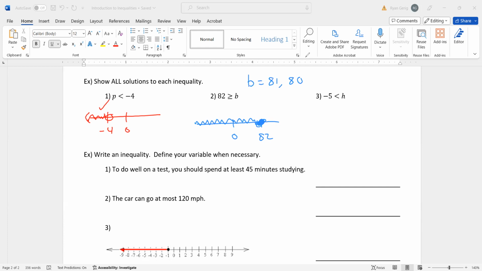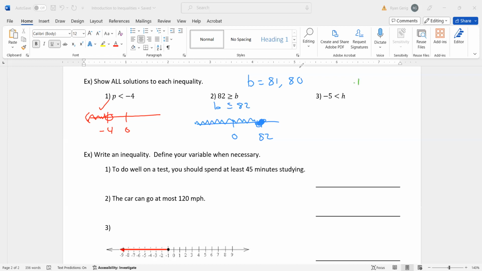Okay. Another thing you can do is you could switch it and put the variable on the left and put the 82 on the right. But what you have to remember to do there is switch the sign around. The alligator's eating the 82. It's got to continue to eat the 82. Okay. And yet another way of doing it is to take a test point. And I'll show you that method with the last one.